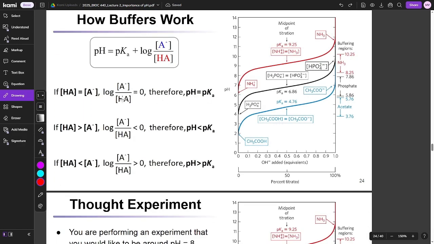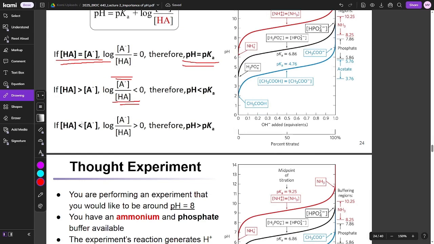Right, and we talked about this, right? If HA equals A minus, so 0.5 and 0.5, remember we talked about this before, pH equals pKa because log of 1 is 0, right? If the HA, so the bottom, is greater than the top, the log of a number less than 1 is always negative, right? So pH will be less than pKa because you're taking pKa and subtracting some number from it, right?